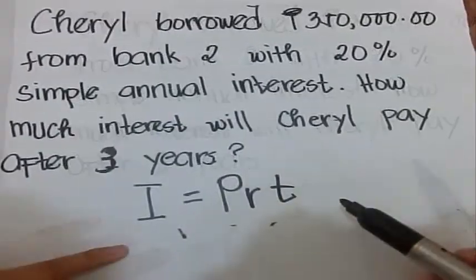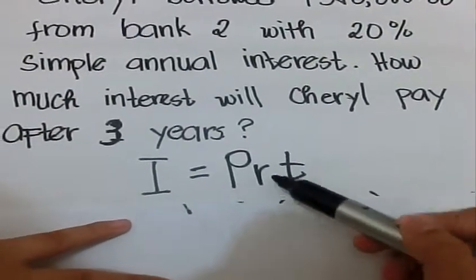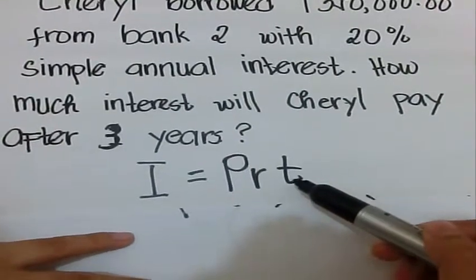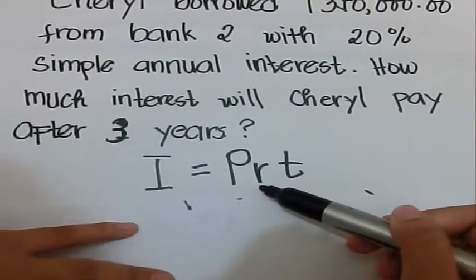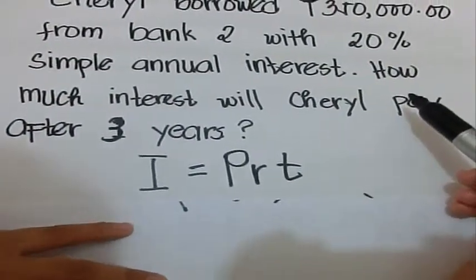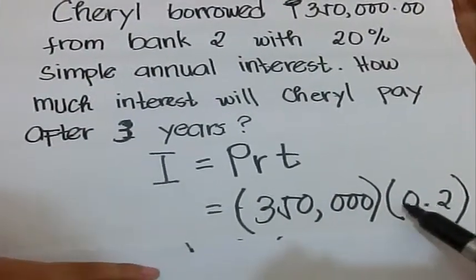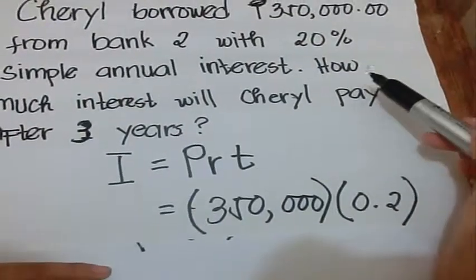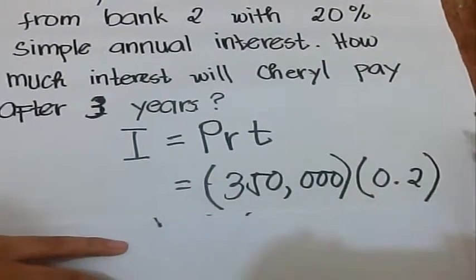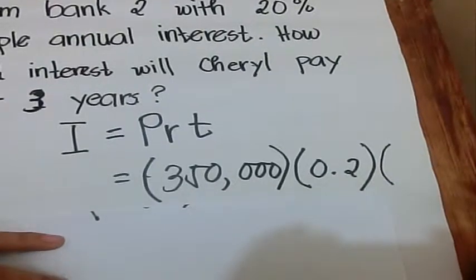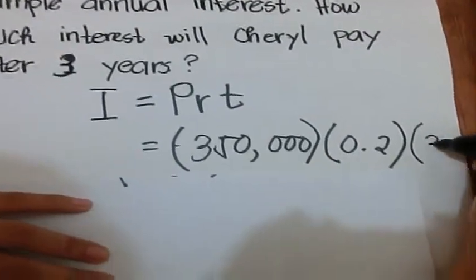Now, we are going to use the simple interest formula. So, we have I is equal to the principal amount times the rate times the time. So, just substitute the values of the principal amount, the rate, and the time. Since Cheryl borrowed 350,000 pesos, that would be our principal amount. So, we have 350,000 times the rate. Since it is 20%, we are going to convert it into decimal form. So, we have 0.2, and then multiplied by the time. Since the given time is 3 years, we have 3.